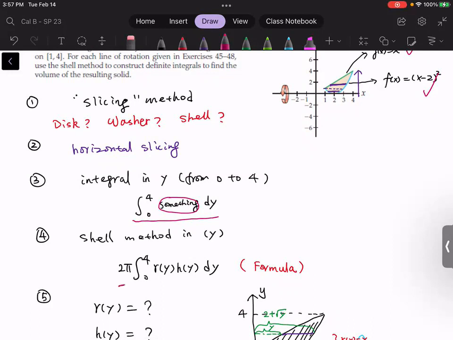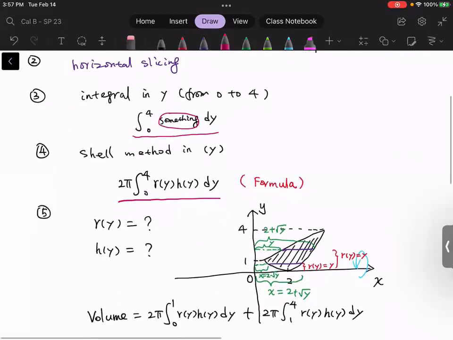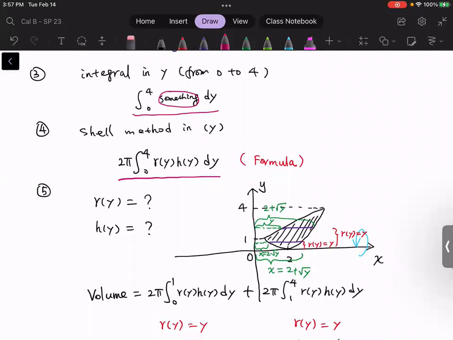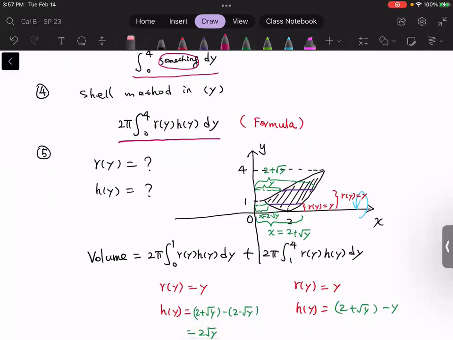According to the formula, it looks like this. We have two parameter functions, r of y and h of y. Now I draw a new picture so that we can understand the meaning of r of y and h of y. r(y) is the distance between the horizontal bar and the axis that we are rotating about. Here I actually draw two horizontal bars to explain it. No matter which one we use, the distance is determined by y. That means r(y) equals y, because this r(y) is just given by the height of y.